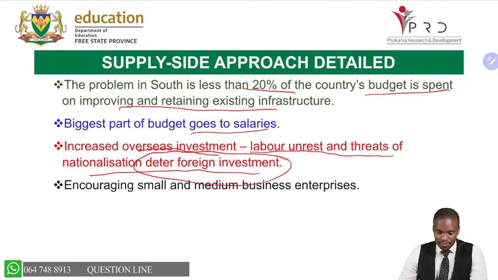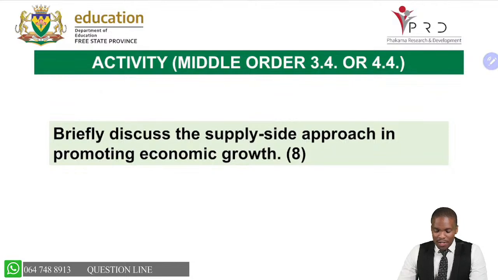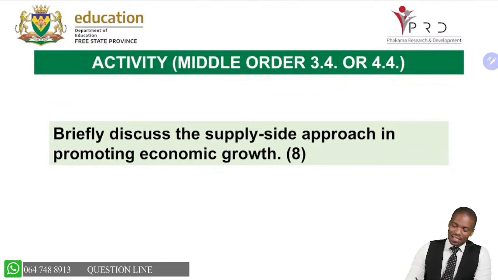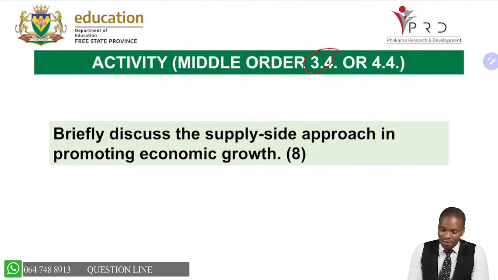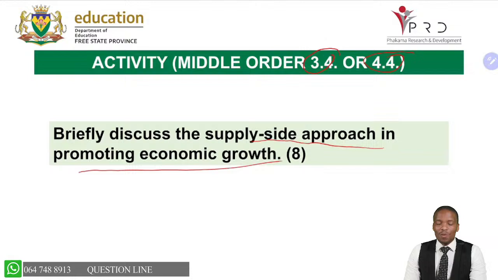Okay. So a question. This question is relevant for 3.4 because it's an economic pursuit question, or it is relevant for 4.4. It reads as follows. Briefly discuss the supply side approach in promoting economic growth in South Africa. The marks there are 8 marks.